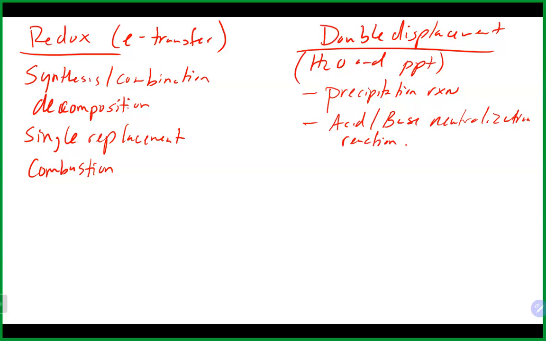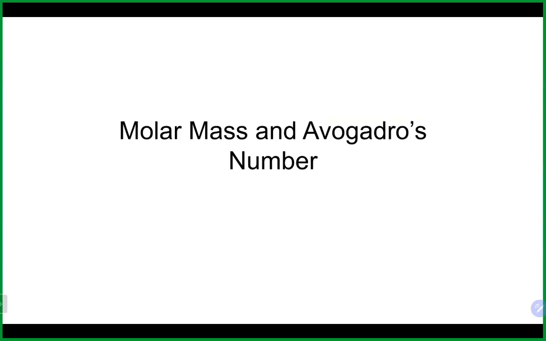Okay, we're going to continue on here. We talked about equations, we talked about balancing equations. So now we're going to talk about some calculations that are going to help us in a couple of different areas, including with these equations. We're going to talk about molar mass and Avogadro's number.